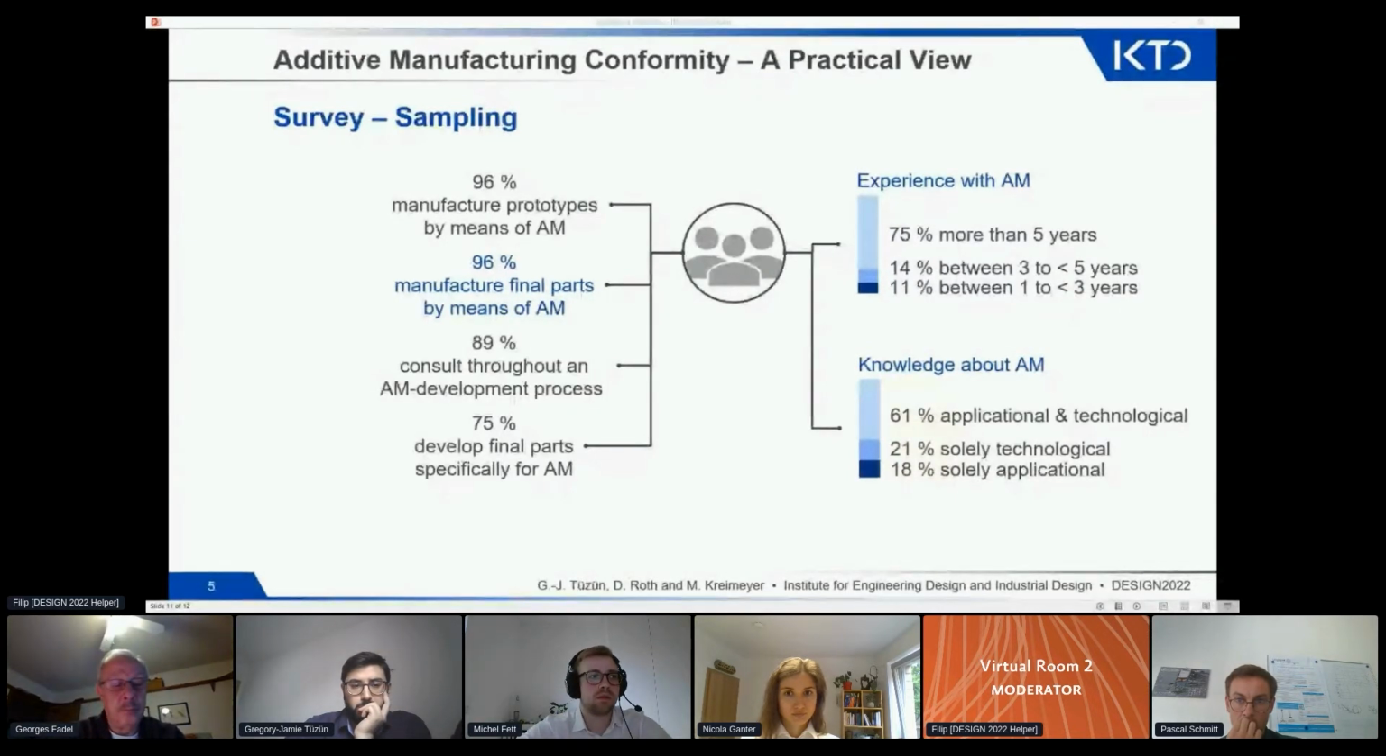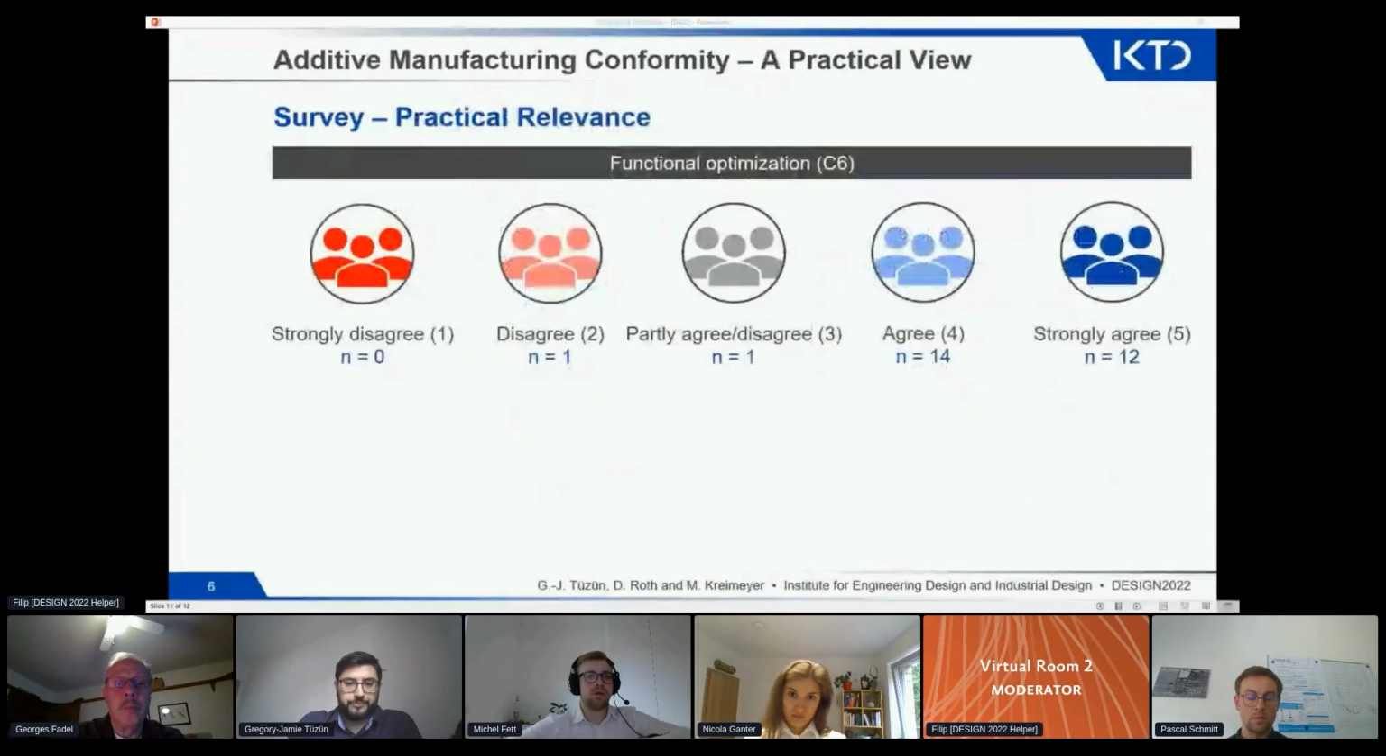Then we measured the level of agreement for each criterion for each participant. And with all that data, a statistical evaluation was necessary to examine the collected data for significance and to draw conclusions about their relevance on individual criteria. The level of agreement of 28 participants was measured using Likert-type data.